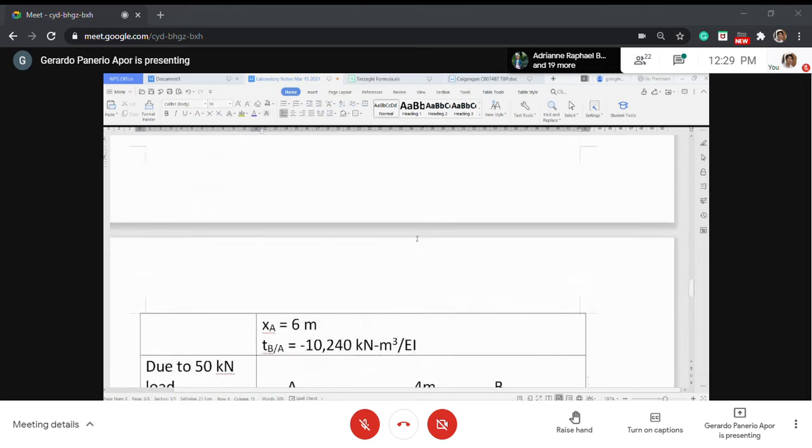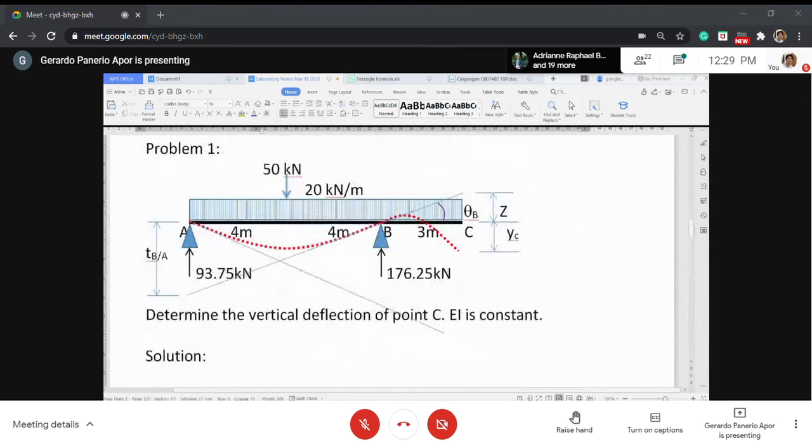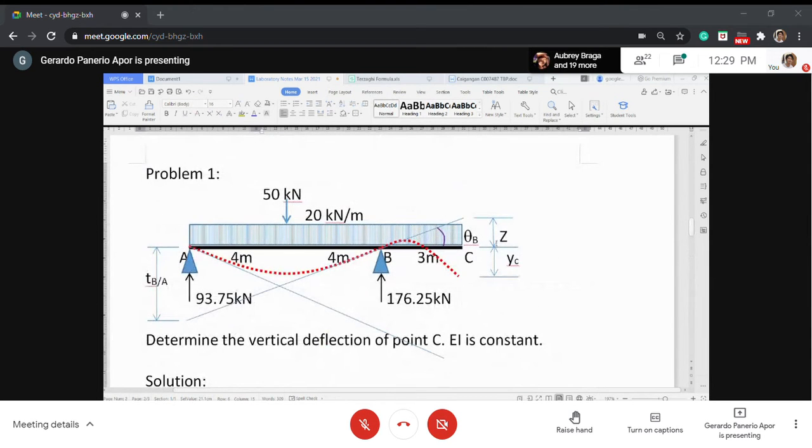Okay, so let's go to our figure. Your Z is this one, but YC is below, so you cannot say that YC equals Z. Z is Z.